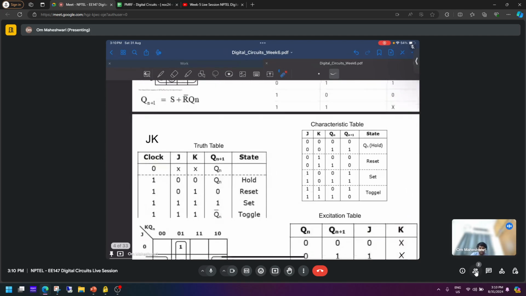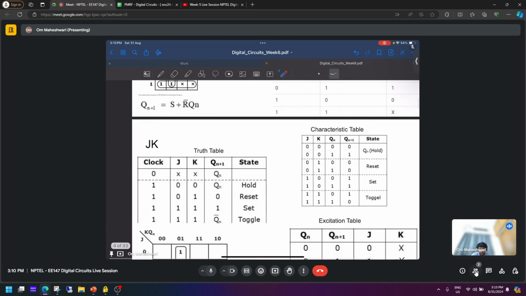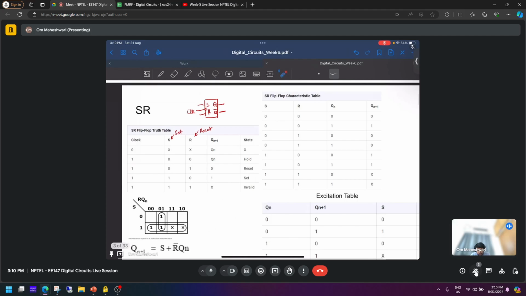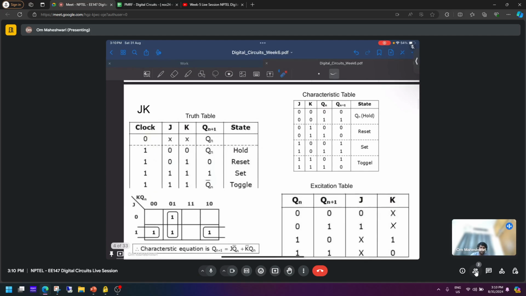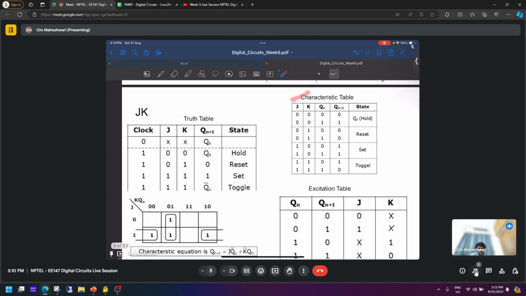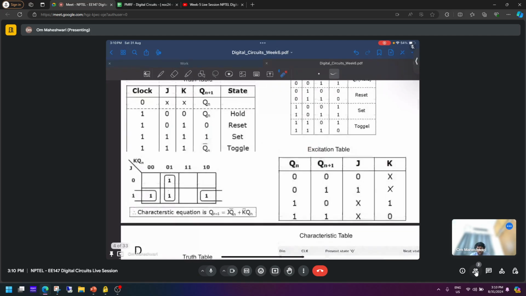JK flip-flop is another form of flip-flop which is very similar to SR flip-flop. The truth table for both JK and SR is almost the same, just that the 1-1 condition is not invalid anymore. What happens in the 1-1 condition? The flip-flop toggles. That is, the output is the complement of the previous output. Similarly, we can write the characteristics table, excitation table, and the characteristic equation is Qn plus 1 equals J Q bar plus K bar Qn.